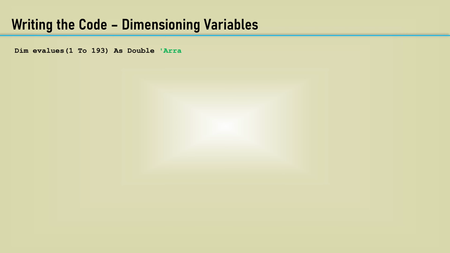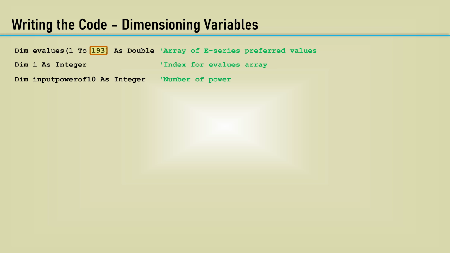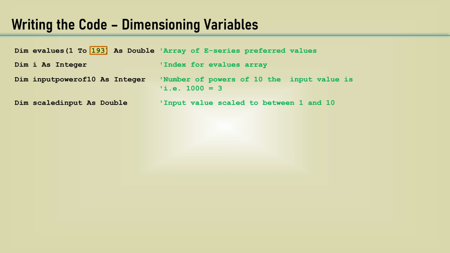E-values is an array of doubles that has 193 values. The largest set of E-series values is E192, and the 193rd value is reserved for 10, as we stated earlier, is needed for a search. I is an integer that is the index used in the E-values array. The input power of 10 is an integer. The scaled input, although it ranges from 1 to 10, is dimensioned as a double for accuracy.